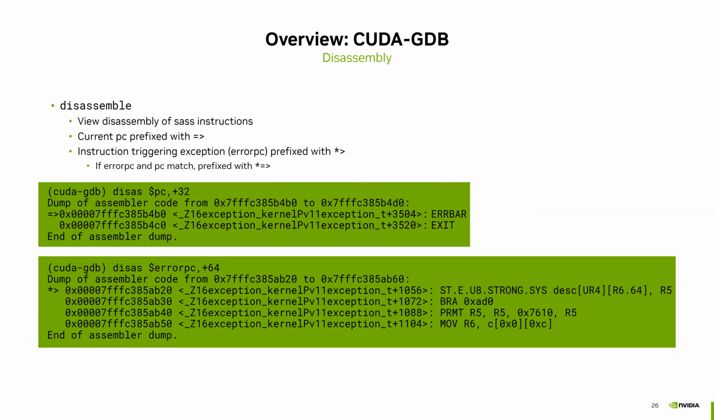Disassemble is used to view disassembly of SASS instructions. The current PC will be prefixed with an equal angle bracket, and if an exception occurred, the instruction triggering the exception, or error PC, will be prefixed with an asterisk angle bracket. If they match, you'll get asterisk equal sign angle bracket. So these are just some examples of what disassembly would look like. You get a PC followed by the SASS instruction.